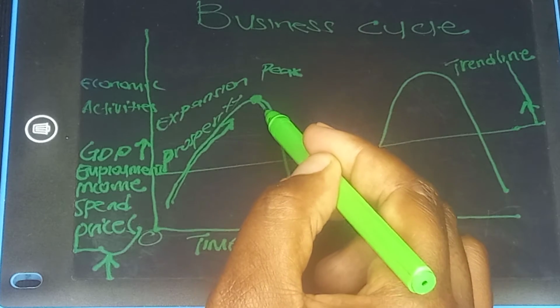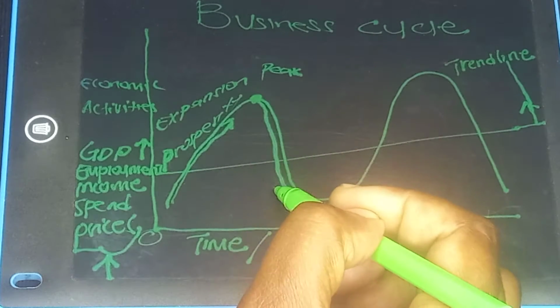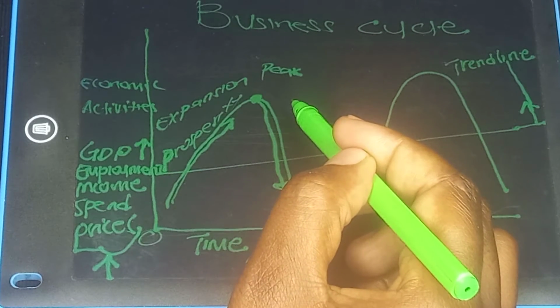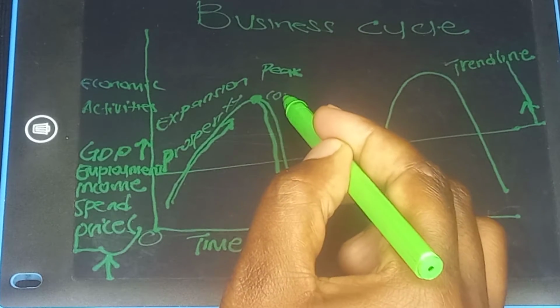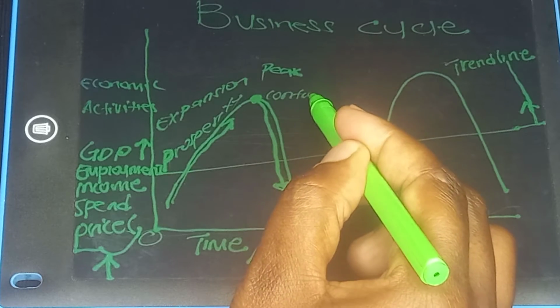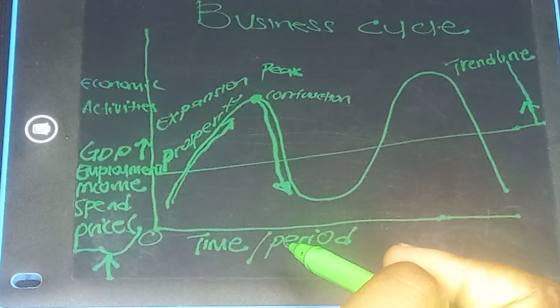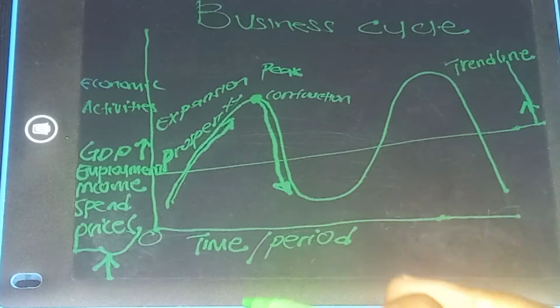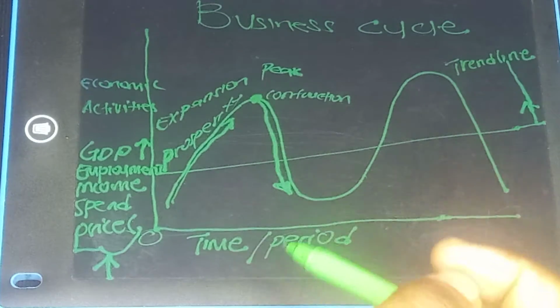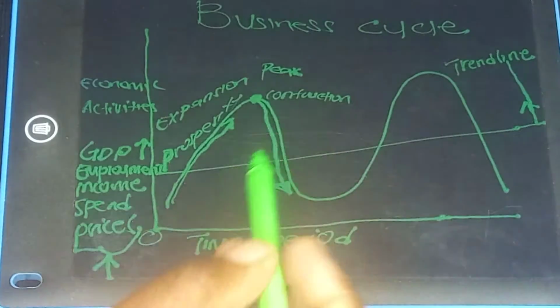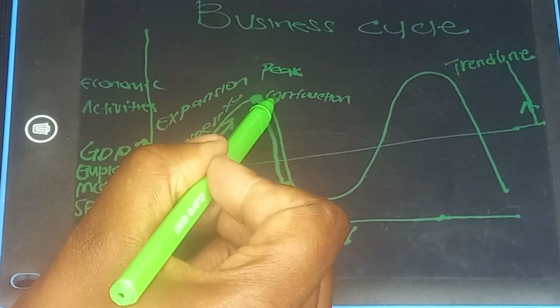Now when the economy goes down, we see, remember that word? Contraction. It starts to contract. That means it starts to become small. When it starts to become small, the first phase will be a recession.